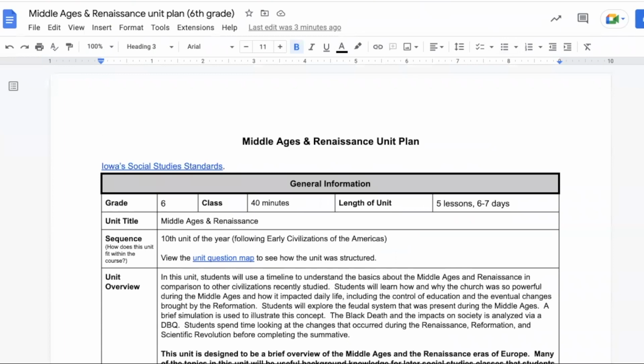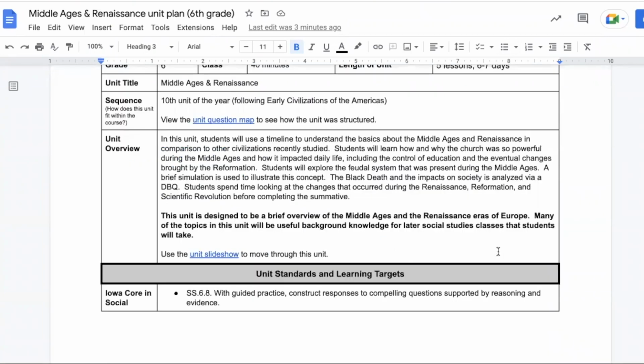Today I'm going to walk you through the Middle Ages and Renaissance unit. There are 5 lessons and it should take 6 to 7 days to complete. This unit is designed to be a brief overview of the Middle Ages and the Renaissance eras of Europe. Many of the topics in this unit will be very helpful as background knowledge when students reach 8th grade and high school social studies classes.